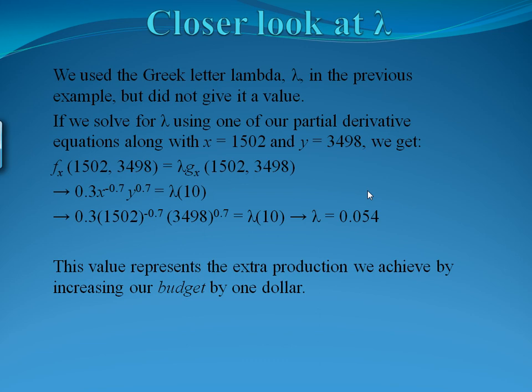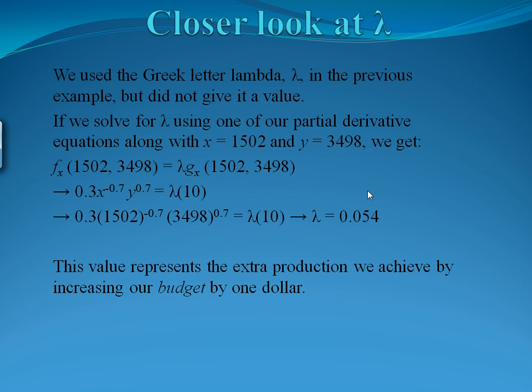So we used this Greek letter lambda in the previous example for Lagrange multipliers, but we didn't actually give it a value. So we can actually solve for lambda using one of our partial derivatives with the equation, along with the fact that we're using x equals 1,502 and y equals 3,498.